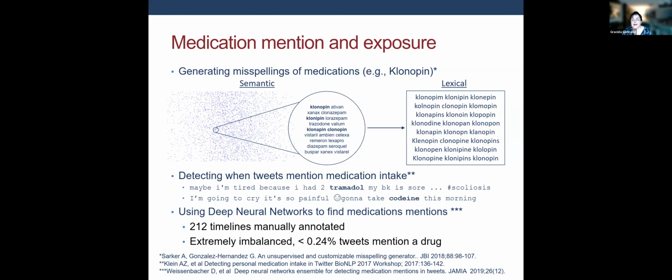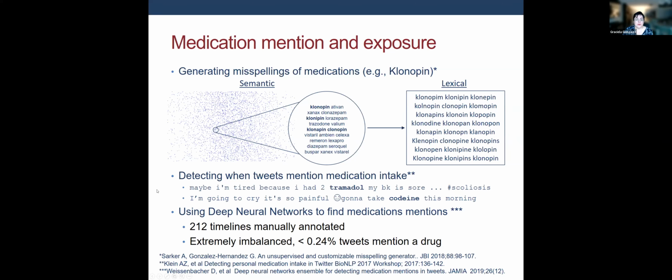Then what we have is this timeline with a bunch of tweets about all kinds of things, and we want to find mentions of medication intake. So we want to be able to distinguish the two. So this one: maybe I'm tired because I had 2 tramadol, my back is sore, so it's scoliosis. And notice, for example, that mentions of disease and comorbidities are common in some of the tweets. "Take codeine this morning." Those are examples of where intake is distinguished from just a mention.